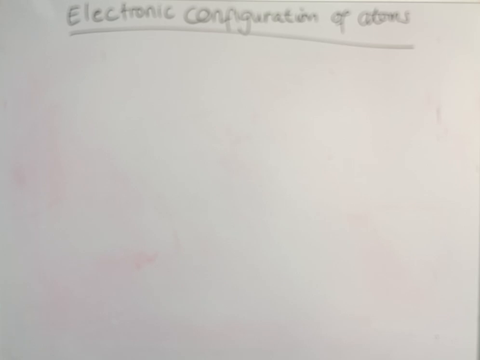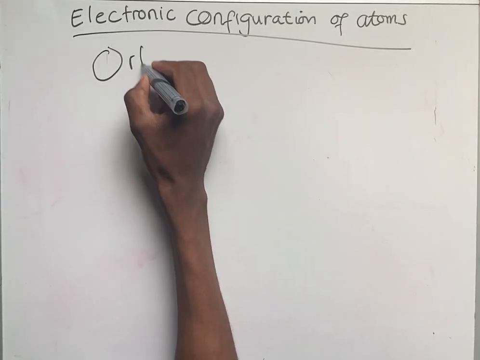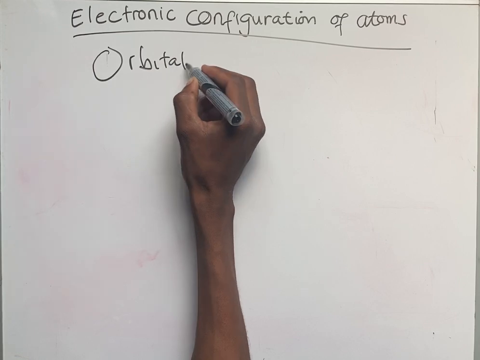In this video I want us to learn about writing electronic configuration of atoms. So how do we write the electronic configuration of atoms? Before you write the electronic configuration of atoms, you need to know about orbitals. You need to know what orbitals are.